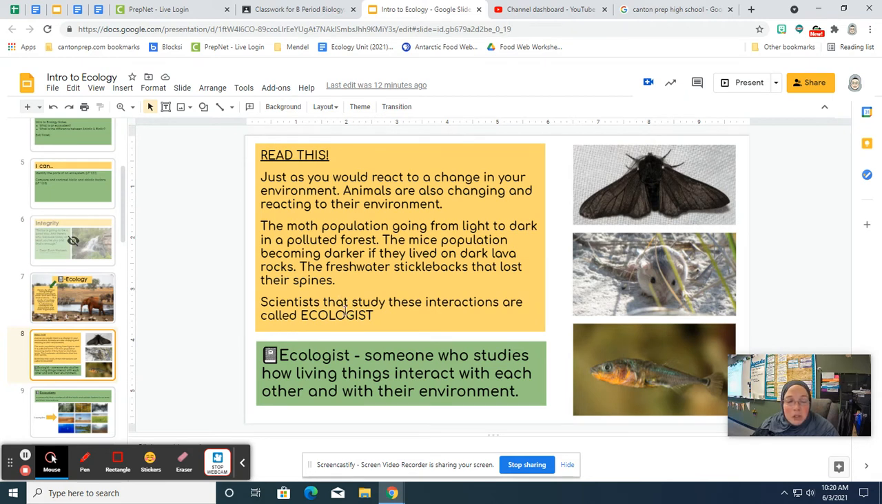So as a scientist, as we study those interactions, especially those interactions that drive natural selection, a scientist who studies that specifically would be called an ecologist. So when we talk about a person who studies ecology, we call them an ecologist, right? So that suffix of ist means someone who studies how living things interact with each other and their environment.